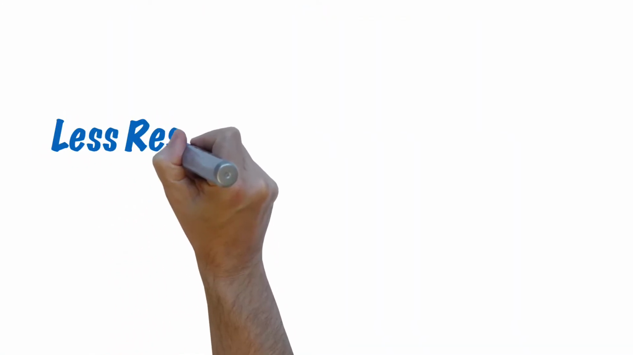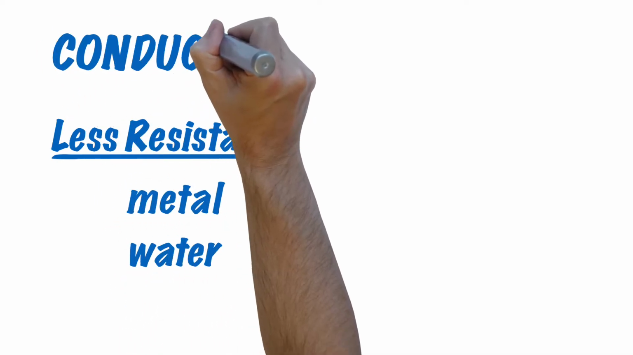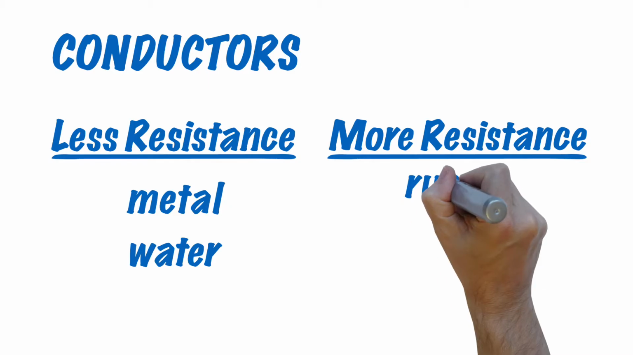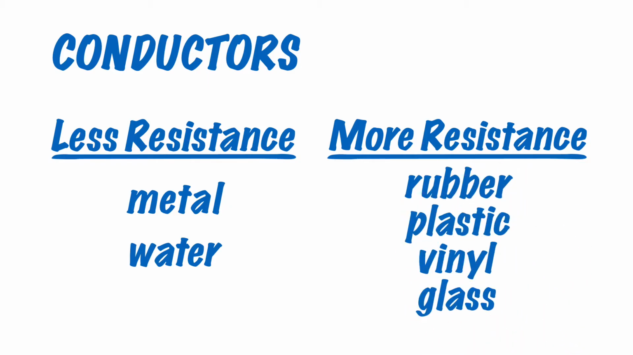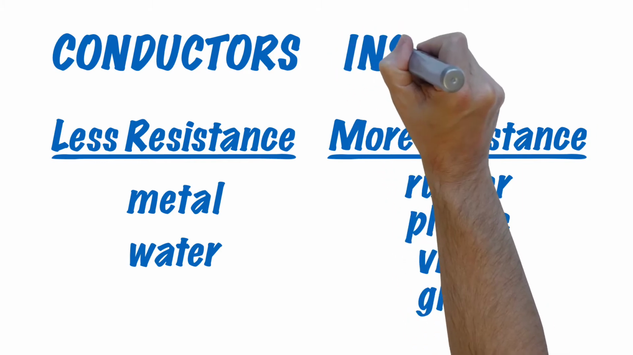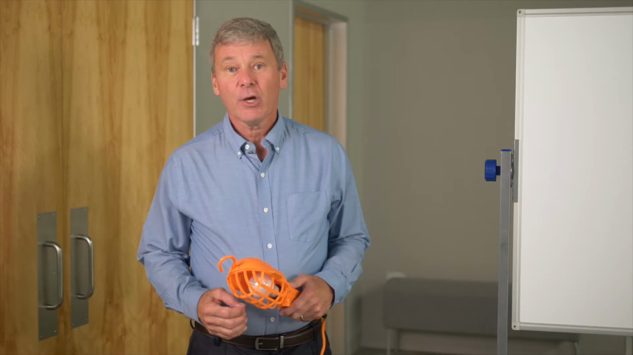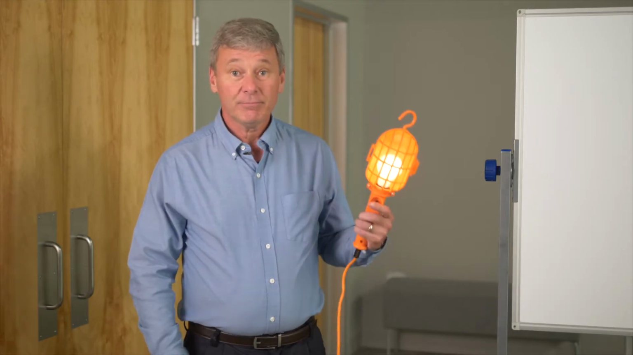Materials that create less resistance, like metal and water, allow electricity to move more easily through them. So they are called conductors. Materials that create more resistance, like rubber, plastic, vinyl, or glass, and do not allow electricity to flow easily, are called insulators. Using conductors and insulators, we provide a path of least resistance for the flow of electricity to follow.